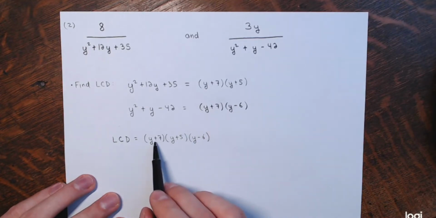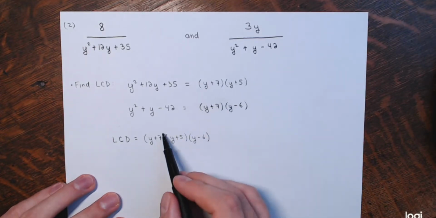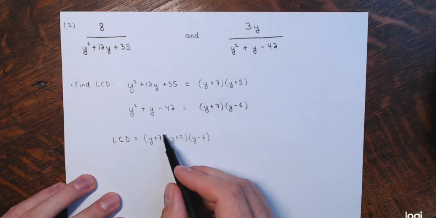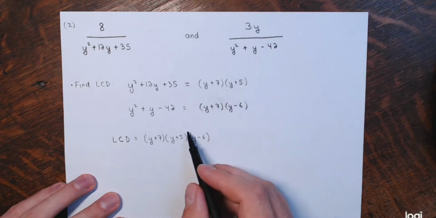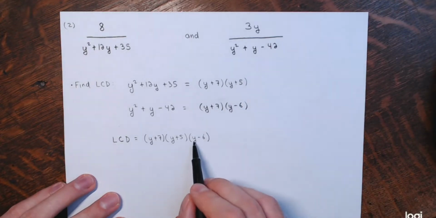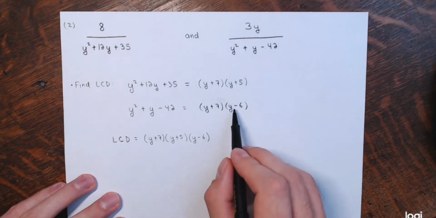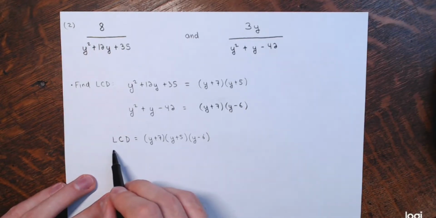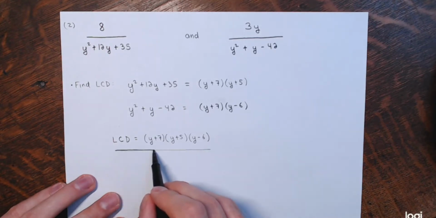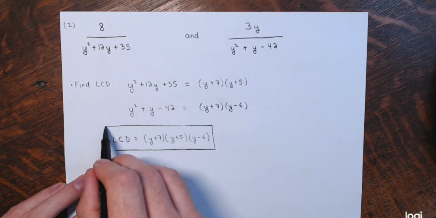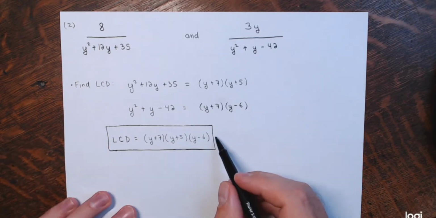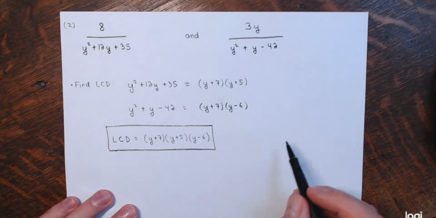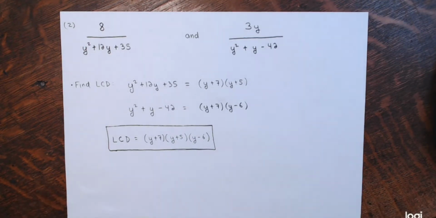So the highest power of y plus 7 is the first power, so that's to the first power in the LCD. For y plus 5, the highest power I see is the first, so that's to the first. And the highest power on y minus 6 is also the first. We'll eventually get to some examples where the power is not always 1. Okay, so again, I'll leave this in factored form. If you want, you can multiply it out and get the LCD, but I'll leave it in factored form.